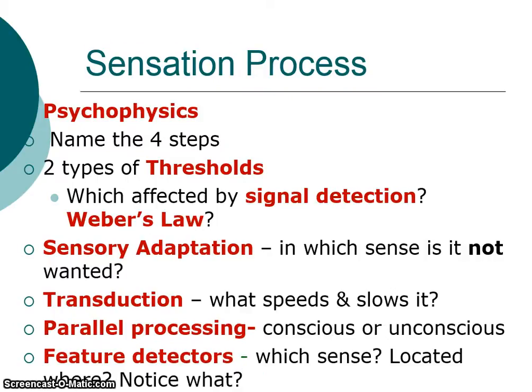And then feature detectors, again, that's with sight only. They are located in the visual cortex of what lobe? Yes, I'm sure you said occipital lobe, that is correct. And they notice SAM, shape, angles, and movement. So please know that those are not located in the eye, those are located in the brain. Maybe an FRQ hint? I think so.